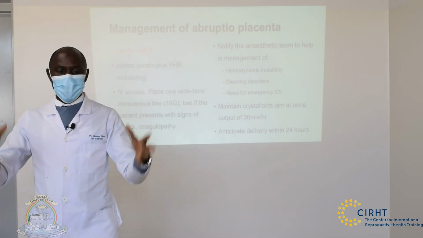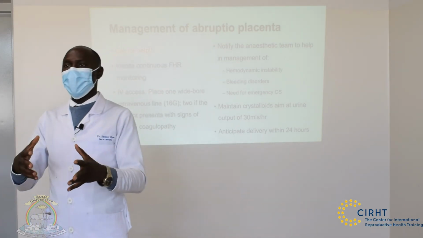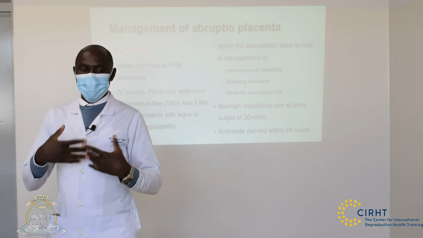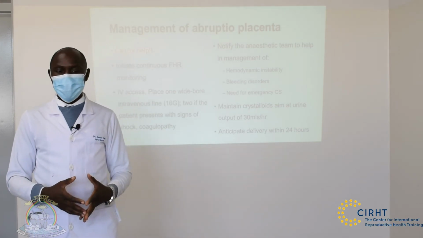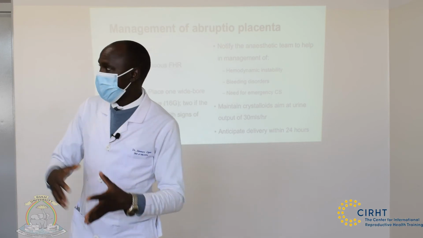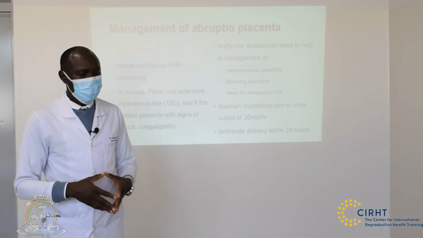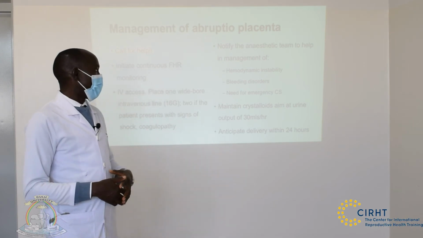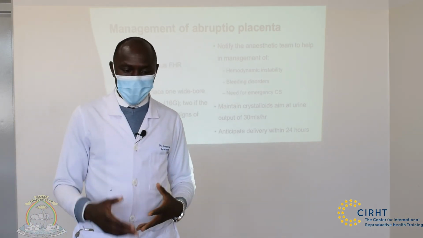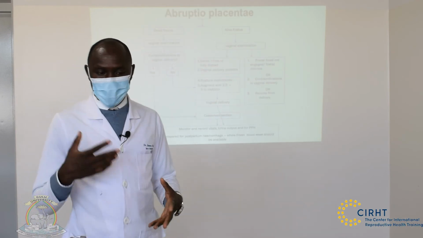We need to keep maintaining these patients on IV fluids all the time. IV fluids here, we are talking about crystalloids, normal saline or Ringer's lactate. And we aim at maintaining the urine output of 30 mls per hour. This is the normal urine output, when it is more than 30 mls per hour. We also need to think about delivery and plan and anticipate delivery as soon as possible.